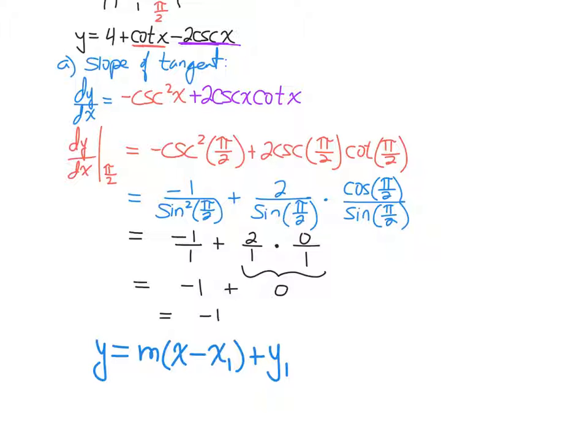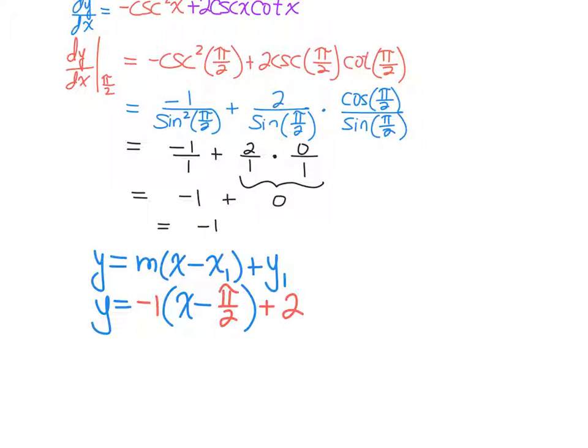All right, y equals m times x minus x sub 1 plus y sub 1. We now know the m is negative 1. They told us that the x value was pi over 2, and the y value is what, 2? This cleans up a little bit, but not in any kind of meaningful way.